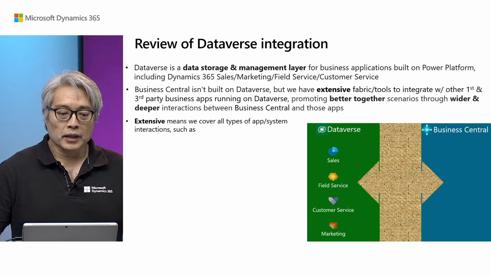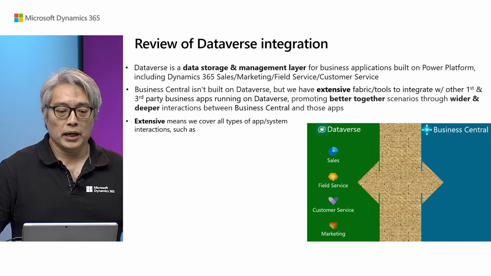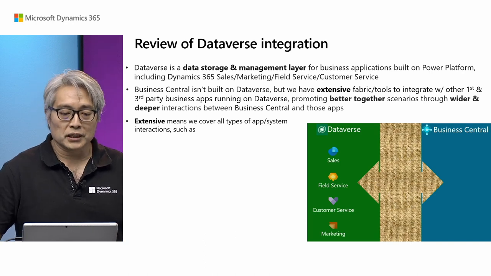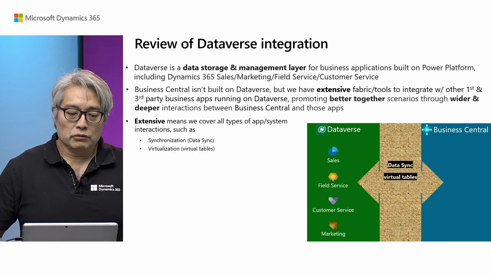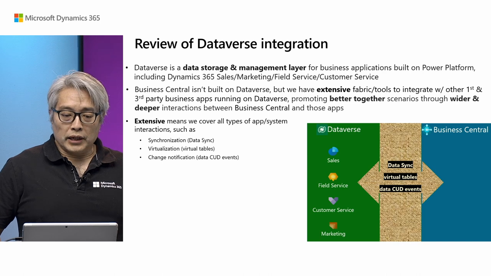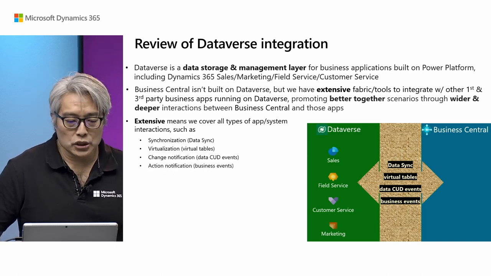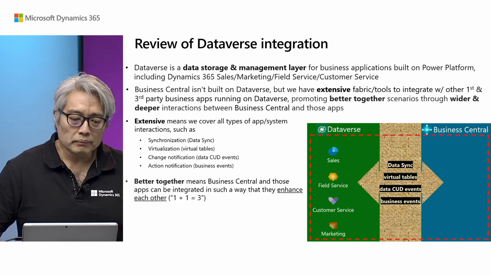Extensive means we cover all types of app and system interaction between Business Central and those Dataverse apps, such as data sync or synchronization, virtual table or virtualization, data cut event, data change, update, or delete events, or change notification, and finally, business event, which is action notification.